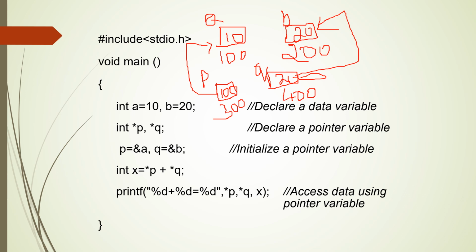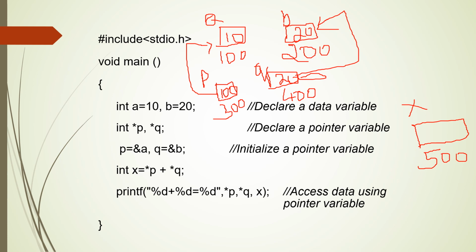Then int x. When this particular statement gets executed, it will create one more block with the name x. This is also associated with some base address. Let us assume that the base address of this is 500. And *p: as I already mentioned, if I say simply p, it is 100. If I say *p, it is the value at 100. What's the value at 100? 10.